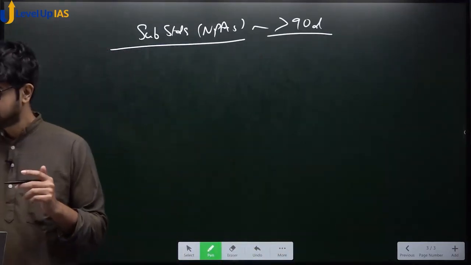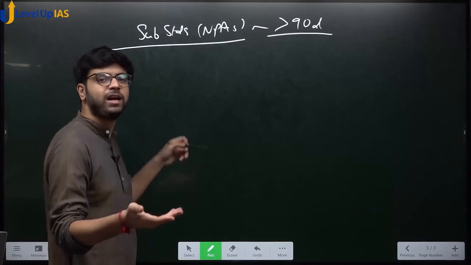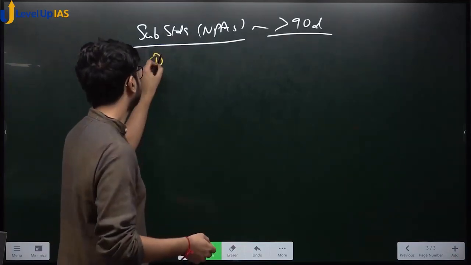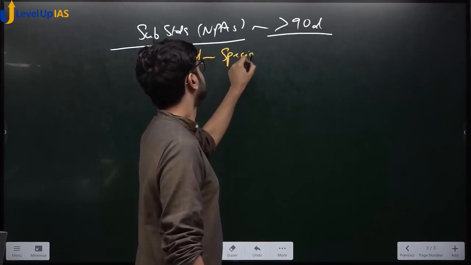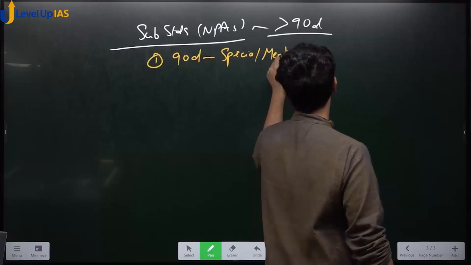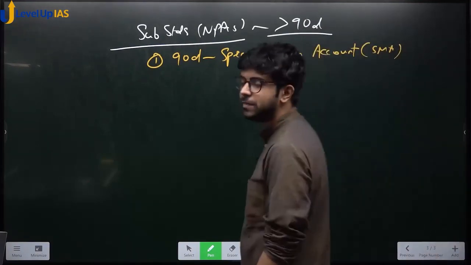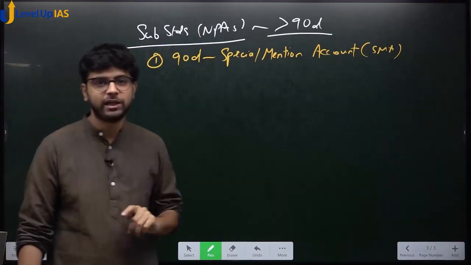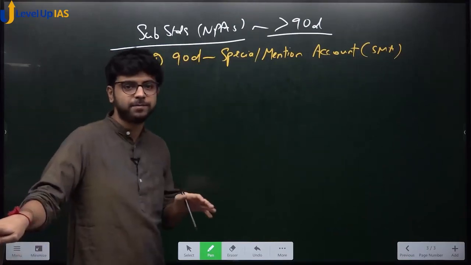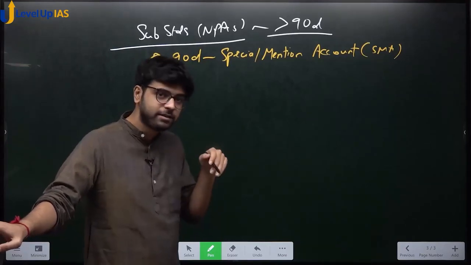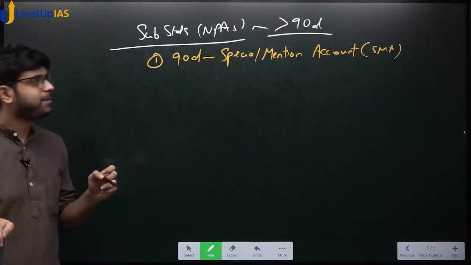So, I'll just tell you, when it becomes 90 days, when it becomes a substandard asset, there are different names jinse unko pukara jata hai. When it reaches the 90 day mark, it is called a special mention account, SMA. Specially usko mention karte ki ispe dhyan do. It has just turned substandard. Sabko substandard bolte. Whatever I am going to write, all are substandard. But substandard ke bhi types hai. Theek hai? So all my friends are kamine. But some are genuinely kamine, some are worse kamine. Theek hai? Substandard.